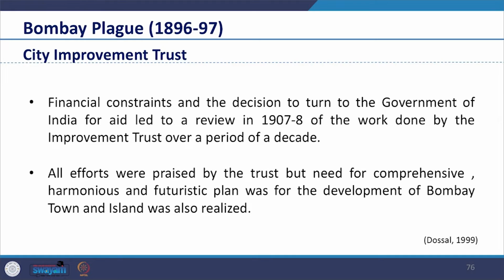Financial constraints and the decision to turn to the Government of India for aid led to a review in 1907-8 of the work done by the Improvement Trust over a period of decades. So you also see the financial problems coming in. All efforts were praised for the Trust, but there was need for a comprehensive, harmonious and futuristic plan for development of Bombay town and island, and this need was also realized at this time.